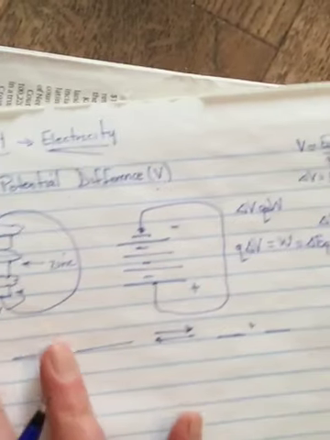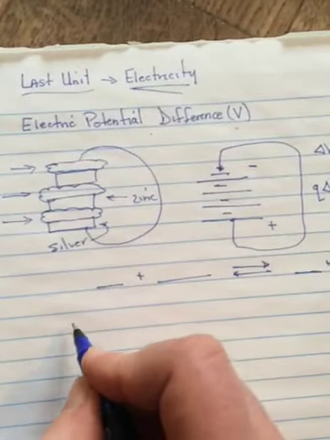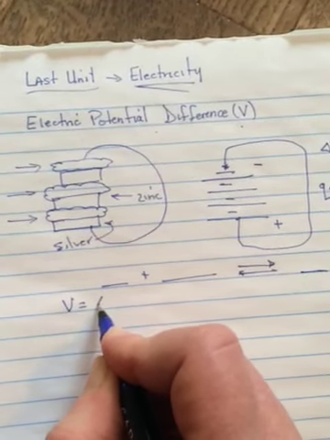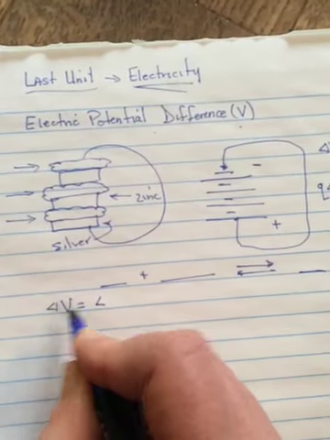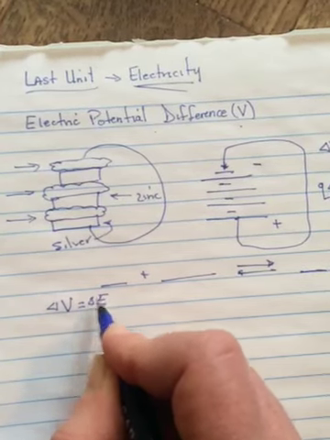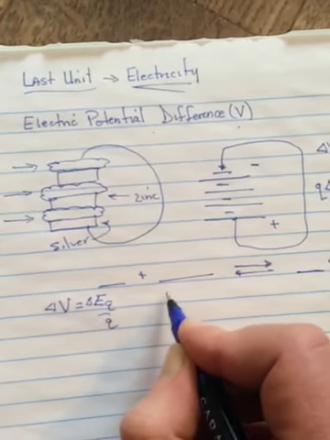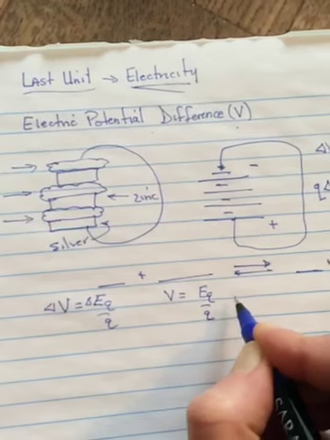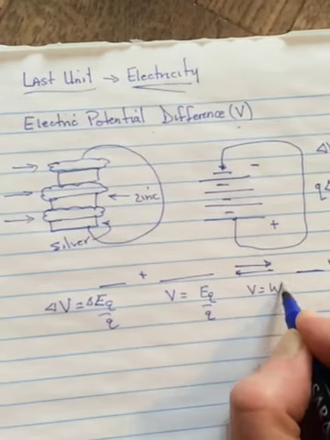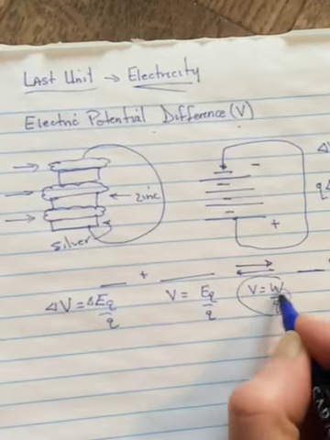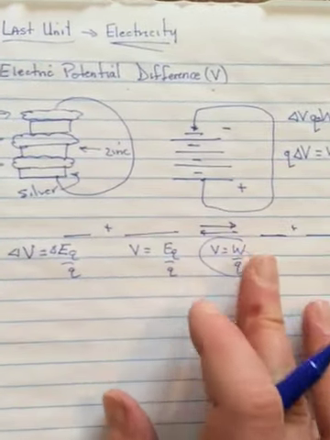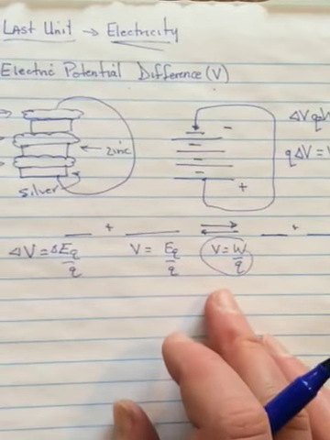So one of the equations then that we will use in this unit right at the beginning is V is equal to, well, I guess technically it's delta V is equal to delta EQ over Q, but mostly we write it as V is equal to EQ over Q, or V is equal to W over Q. So they'll talk about the work done by the battery here. Okay, so that's the first one.